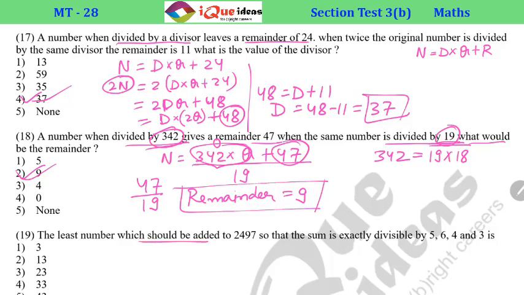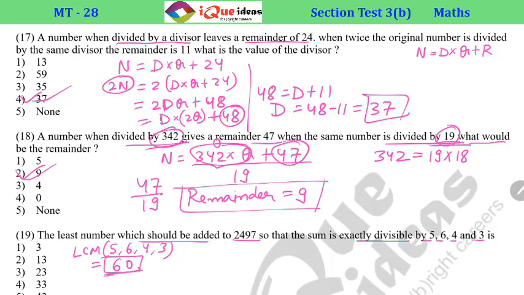It says the least number which should be added to 2497 so that the sum is exactly divisible by 5, 6, 4 and 3. So first of all, take LCM of 5, 6, 4, 3. Okay. Now 5, 6, 4, 3 LCM would be equal to 4 and 6, 12, 12 5 is 20, 60. So 60 is the LCM.